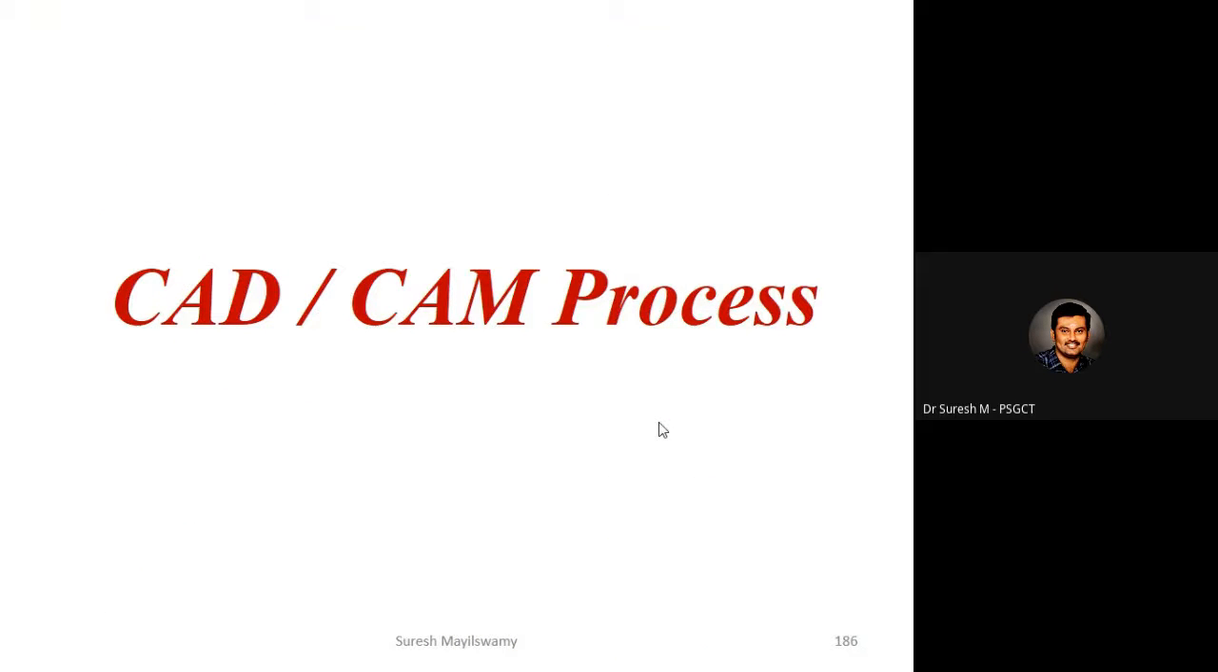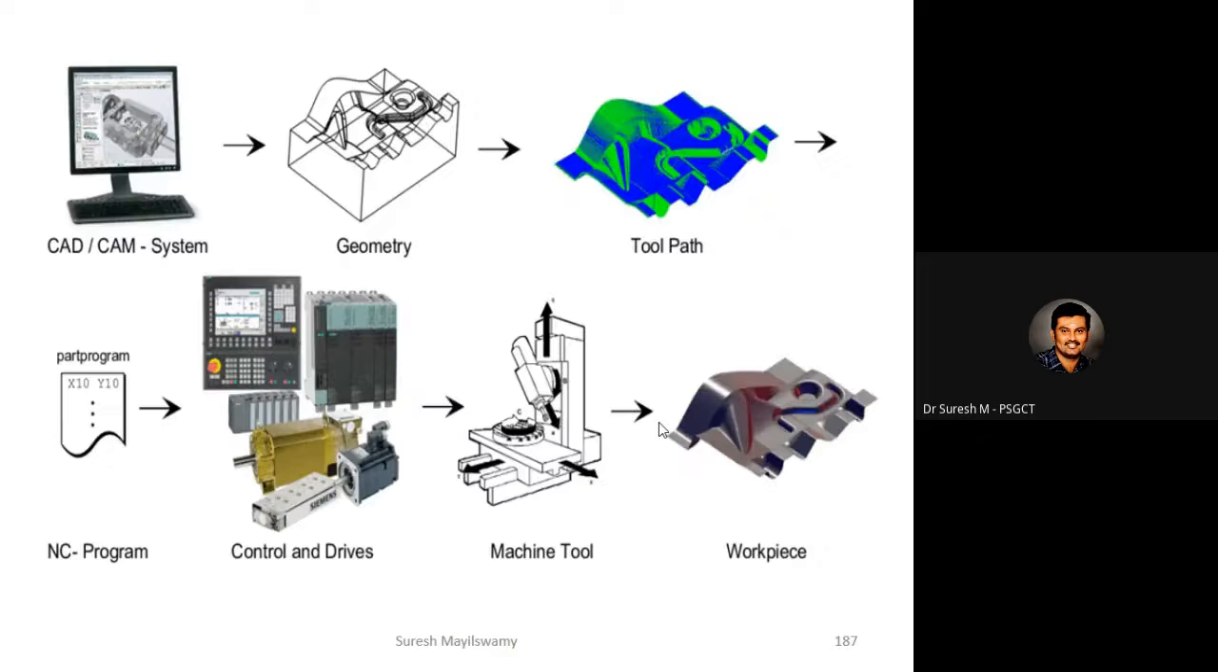So the next one is the CAD/CAM process. CIM is computer integrated manufacturing. Integration of CAD, CAM and business function is the CIM. So now, how to integrate this CAD and CAM? We elaborately discussed the CAD and CAM. So now we are going to integrate this CAD and CAM process.